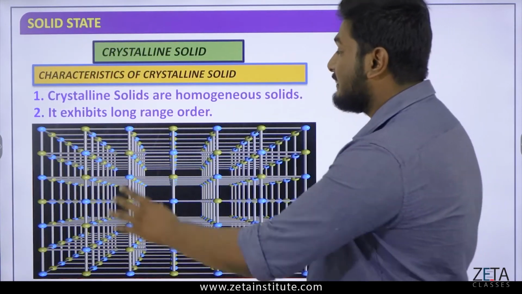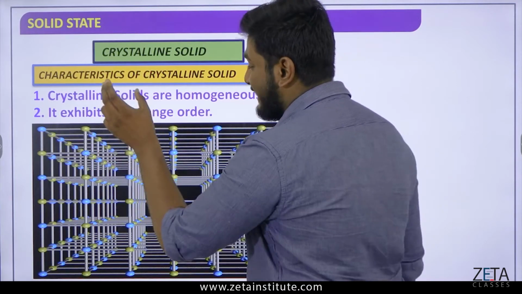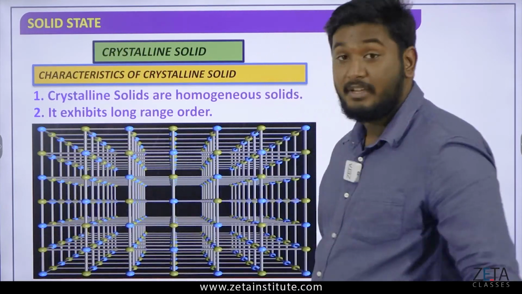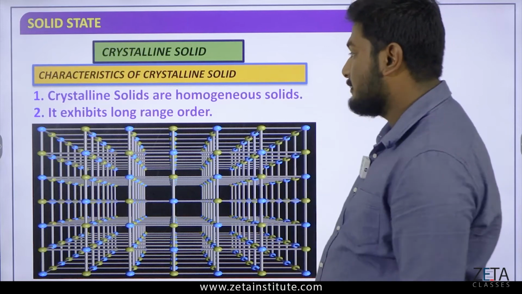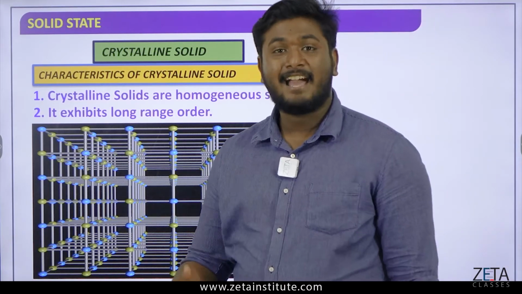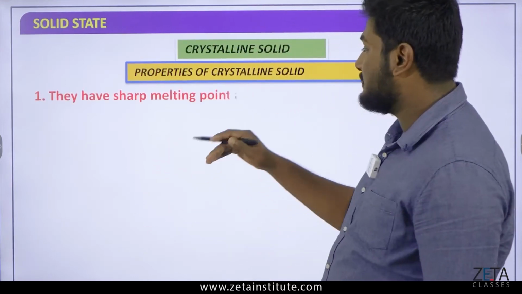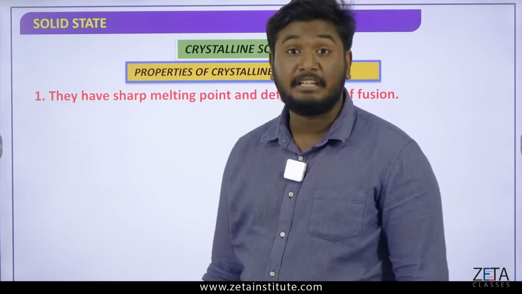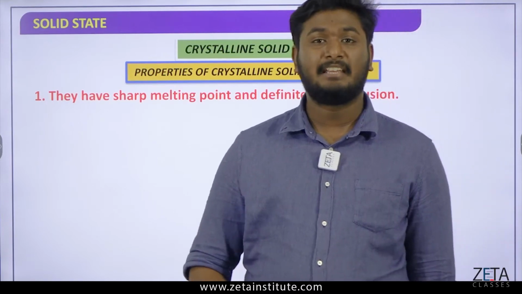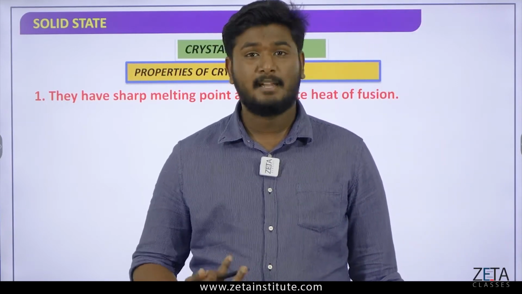Then we can say crystalline solids are homogeneous solids and they exhibit long range order if you compare them with amorphous solids. Clear? Now we can check another property of crystalline solids. The next one: they have a sharp melting point and definite heat of fusion. For example, in case of crystalline solid, we have ice.